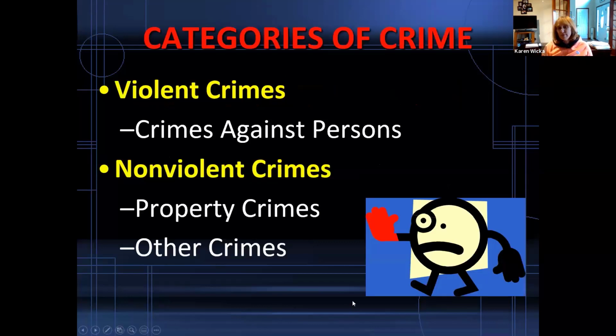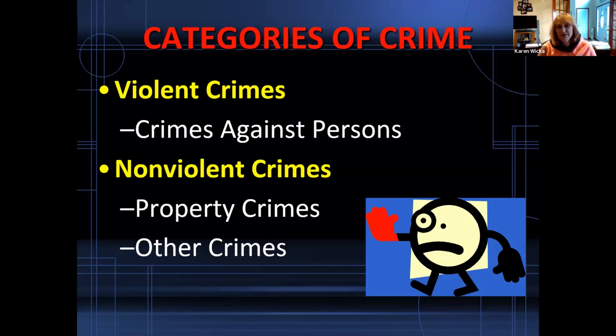So when you talk about crimes, you can break them down into different categories. Crimes are considered either violent crimes or non-violent crimes. Violent crimes are what we consider crimes against people, okay? So if a person is injured in some way, that's considered a violent crime. There's another category that's considered non-violent crimes. Those are usually what you would classify as property crimes.